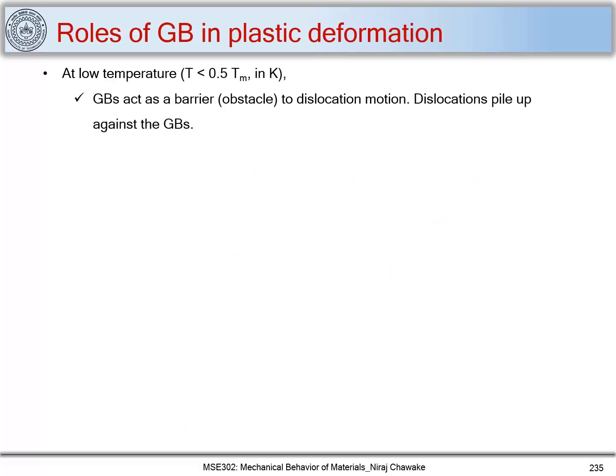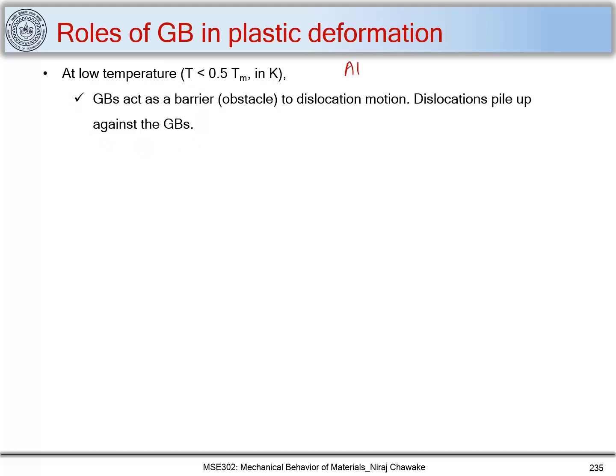Now let's look at some of the roles of these grain boundaries in plastic deformation. Here we will be talking in terms of temperature too. At low temperature, when I say low temperature, that means it is less than 0.5 Tm. Tm is the melting point of an alloy. So temperatures which are less than 0.5 Tm of that alloy or metal are called low temperature for that material.